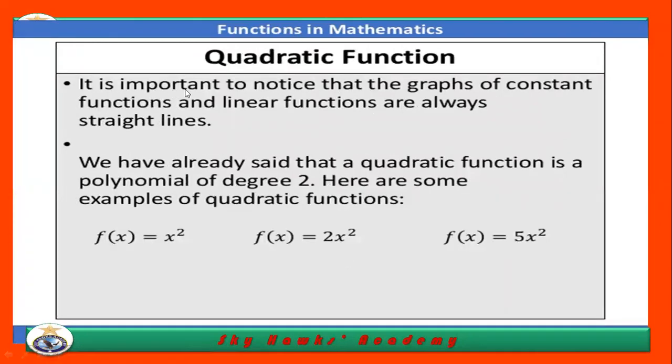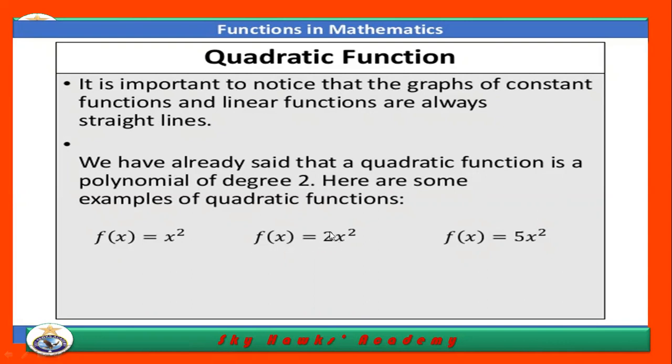For quadratic functions, it is important to notice that the graphs of constant functions and linear functions are always straight lines. So linear functions and linear equations represent straight lines. We have already said that a quadratic function is a polynomial of degree 2. So the quadratic degree is 2. Here are some examples of quadratic functions.